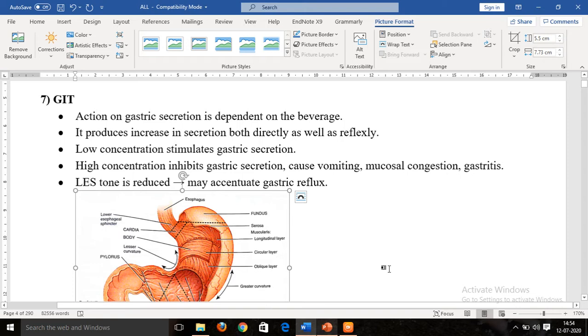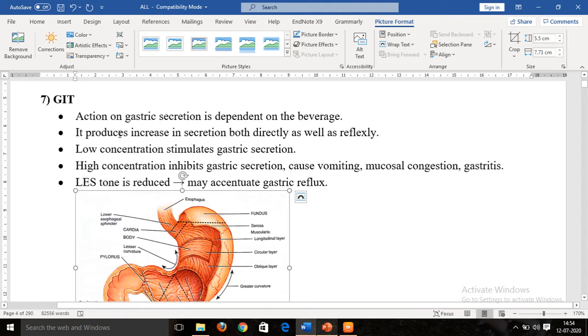We shall continue with the pharmacological actions of ethanol. The next pharmacological action is on the gastrointestinal tract. Now over here the action totally depends upon the type of beverage which is consumed. That is the action produced on the gastric secretions, that is, secretions of the stomach. It depends upon the type of beverage which is consumed.